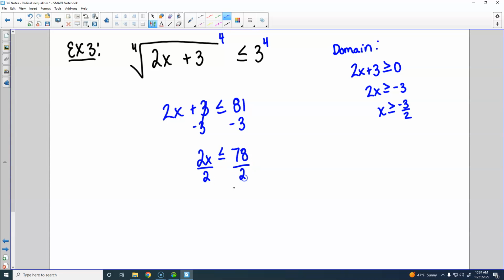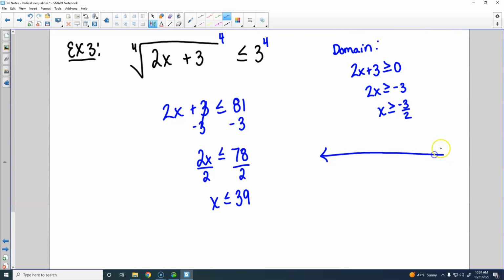Divide by 2. X is less than or equal to 39. Okay, so our answer is all the numbers 39 and less. Does that work with our domain? No, because that would include numbers below negative 3 halves, right?